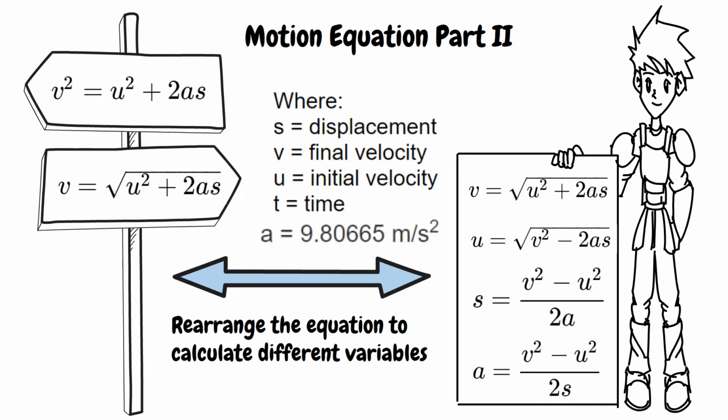Also to mention, in this equation, we have the variable acceleration. And for gravity, the acceleration is a constant 9.8 meters per second squared.